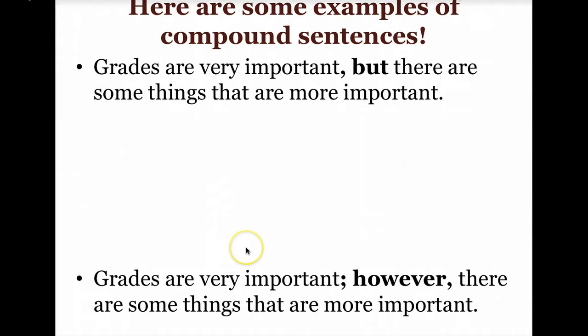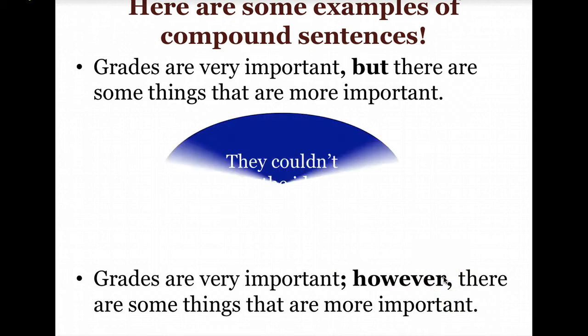Another way I could do it is with a semicolon. Grades are very important, semicolon. However, comma, there are some things that are more important. Now this "however" isn't grammatically necessary. I could just say grades are very important. There are some things that are more important, but I think it's nice in terms of meaning. It's a nice transitional word there. So when I use a transitional word after a semicolon, I need a comma. That's just a little side note.